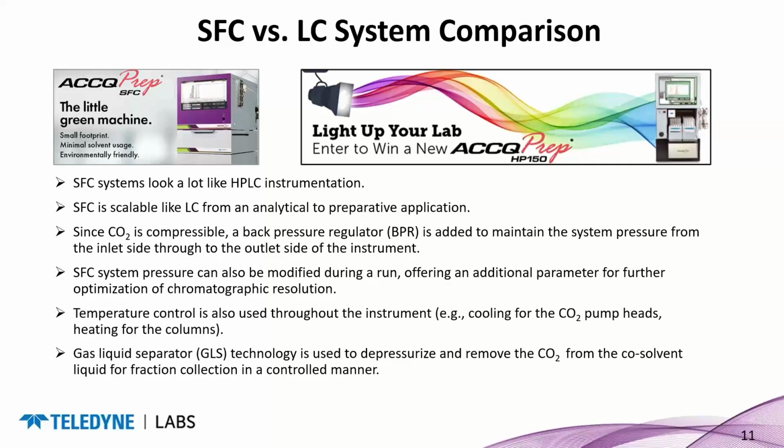Finally, one has to use a gas liquid separator to separate, depressurize, and remove the CO2 at the end of the process, before collecting fractions in your co-solvent in this case, and do that in a controlled manner. You want your pressure to be almost near zero when you go to collect sample in your tubes or bottles on your fraction collection side. The GLS is something we'll talk a little bit more about as well. On the AccuPrep SFC instrument, it's the top module on the right side. You can barely see that.